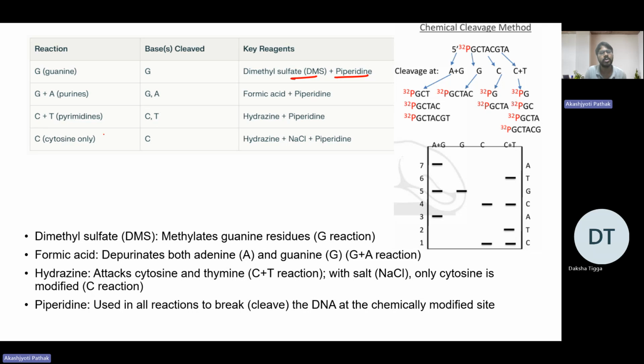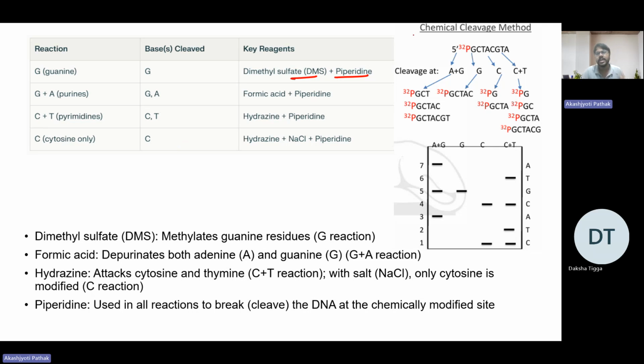It will depurinate both adenine and guanine. Depurinate means it will remove that nitrogenous base, the guanine base and the adenine base. You need to remember what chemical is doing what. If it is hydrazine, then it will depyrimidinate, so it will remove cytosine and thymine, which are your pyrimidines, while guanine and adenine are your purine nitrogenous bases. And if you add hydrazine plus salt plus piperidine, then it will only cleave at cytosine, after cytosine.